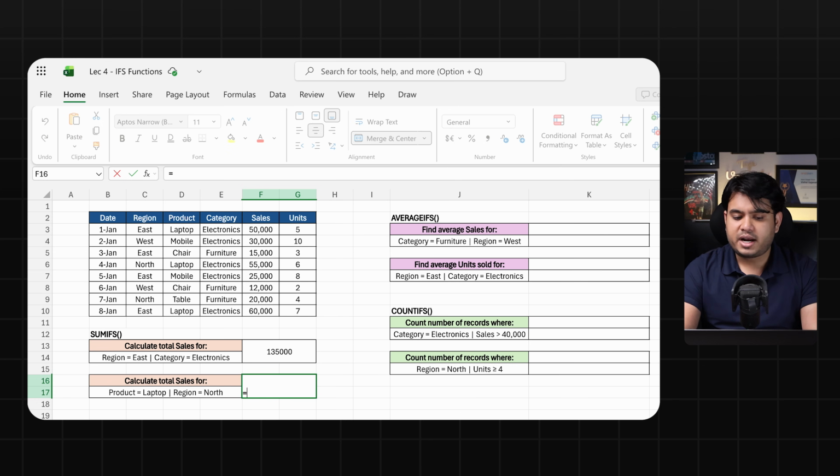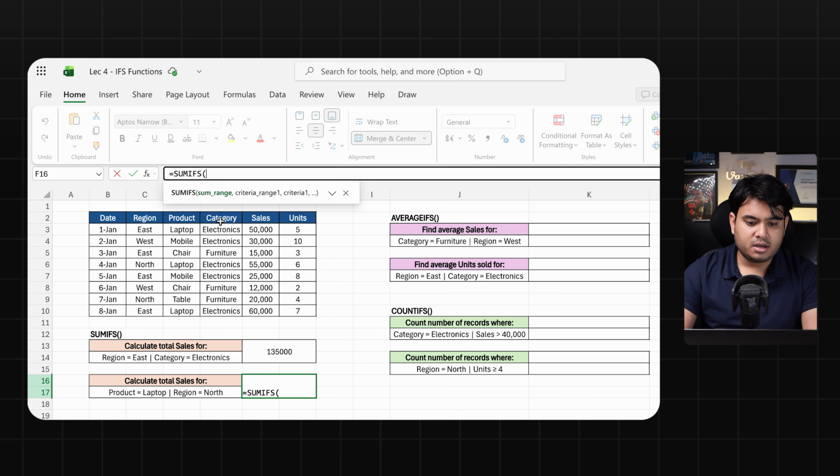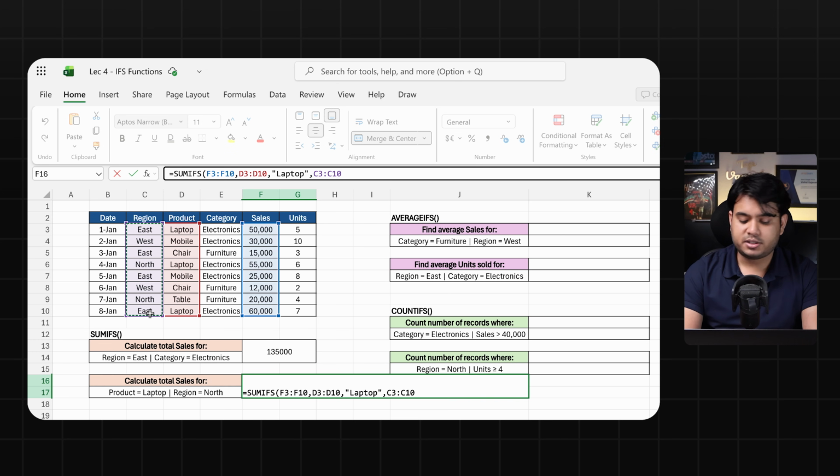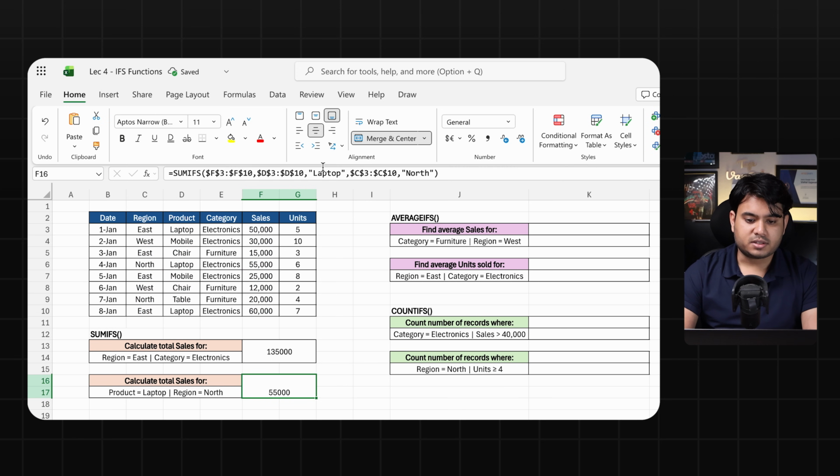So here I am writing the formula again, SUMIFS. The sum range should be this one, our cells. You need to lock this; I'll write the formula first and then lock that series. Then we need to find product as laptop, so in bracket I'm writing laptop, comma. The second criteria is region should be north, so I'm selecting region here, and north, and I am fixing the range again. Now I'm clicking enter, and here is your answer.